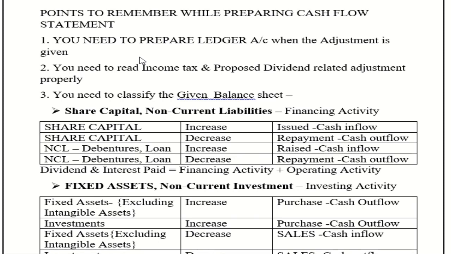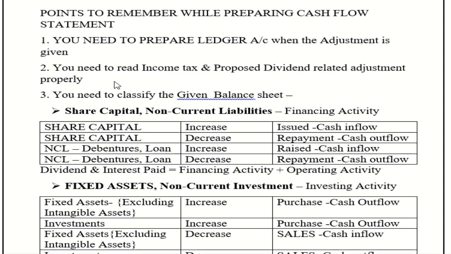Just look at this liability side and the current liabilities. If there is any provision for taxation, then you have to prepare a provision for taxation account. So if any adjustment is given in the related items, then you have to prepare the concerned account. This is very important. Next, you need to read the income tax and proposed dividend related adjustments properly.